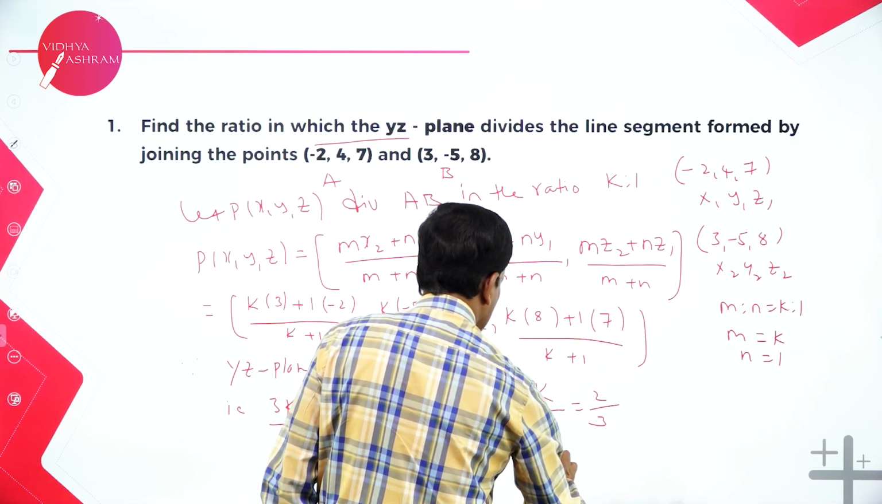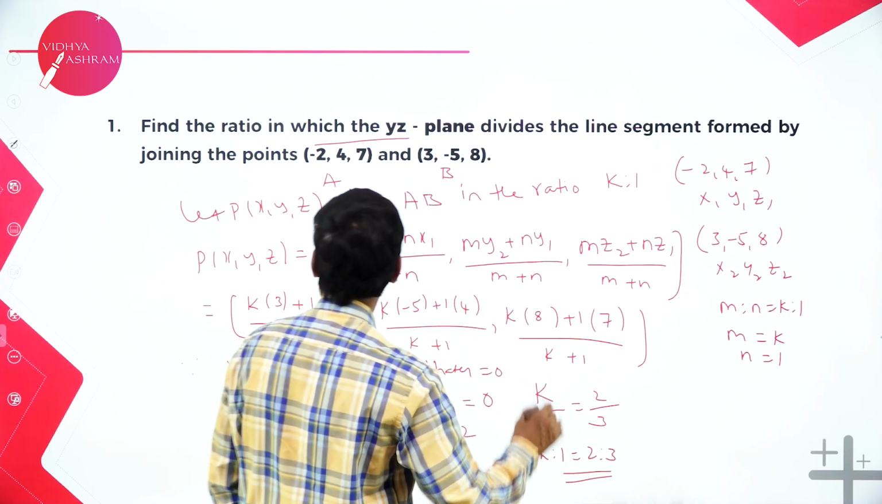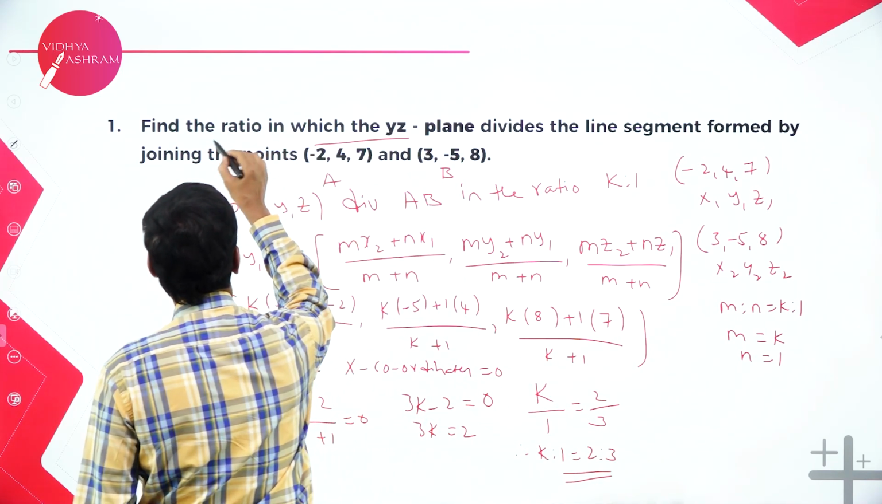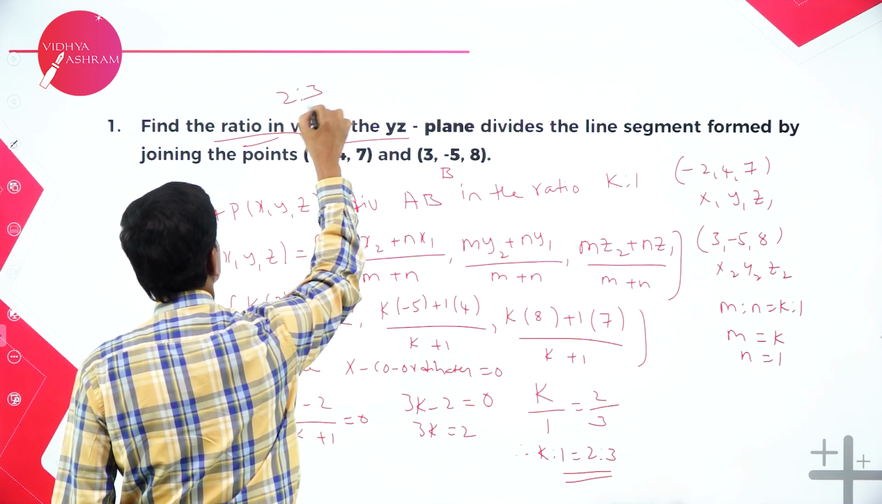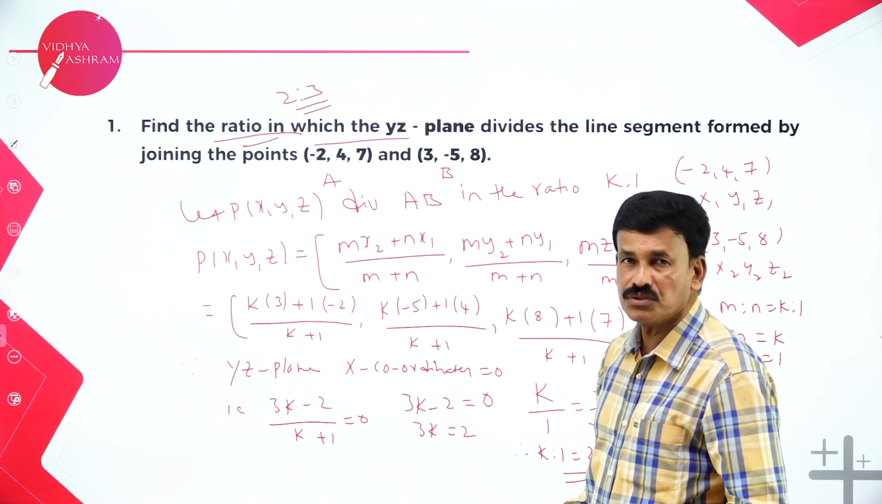The ratio k is to 1 is equal to 2 is to 3. So the ratio in this case is 2 is to 3. That's it. The required answer is 2 is to 3.